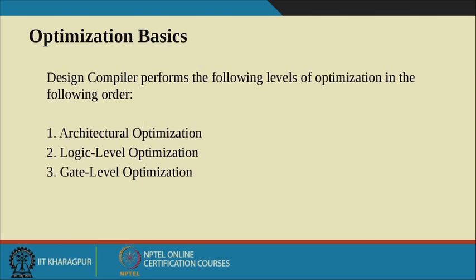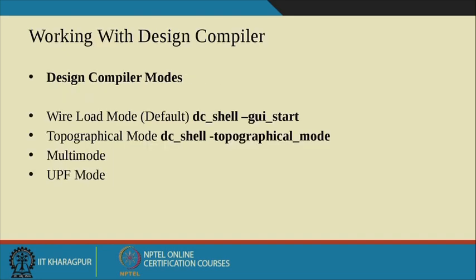We have already discussed optimization. Optimization can be done at three levels: one is the architectural level, another is the logic level, and another is gate level optimization. So in these three levels I can do this optimization.